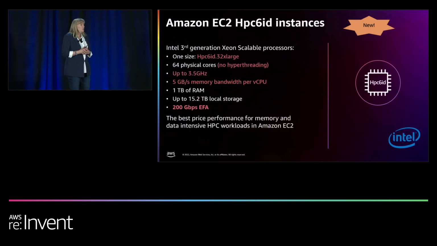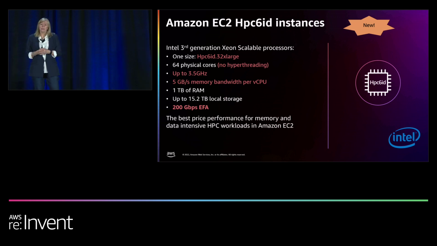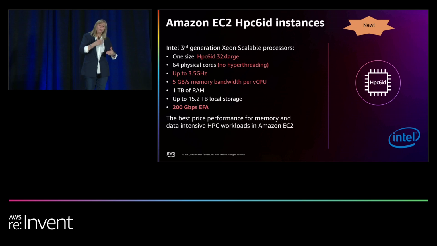So what we introduced this week is our next HPC instance, our HPC 6ID. This is an Intel-based instance. Some of our customers like Intel-based instances, some of them like AMD. The Intel instance is a 64-core instance, so it's a little bit lower core count, and it has a lot of memory, and it has local disk.